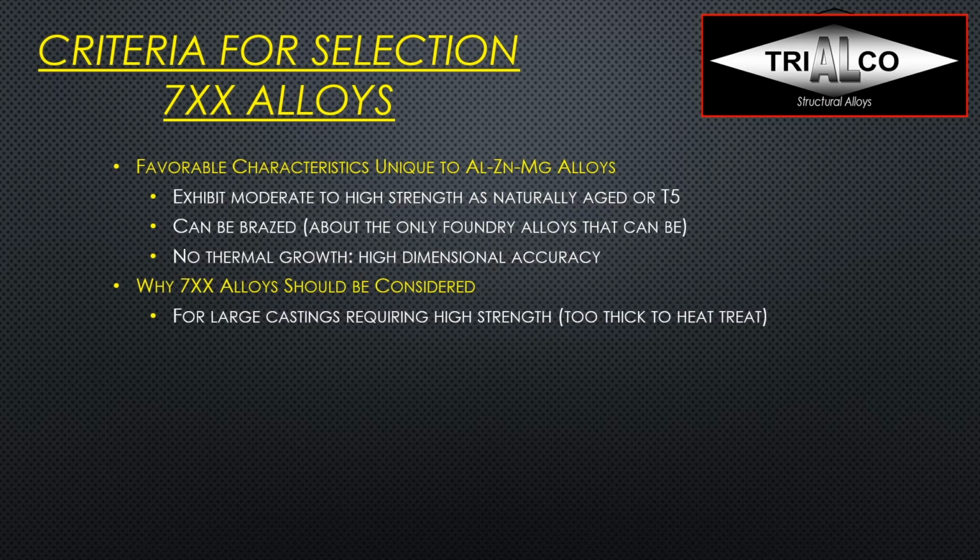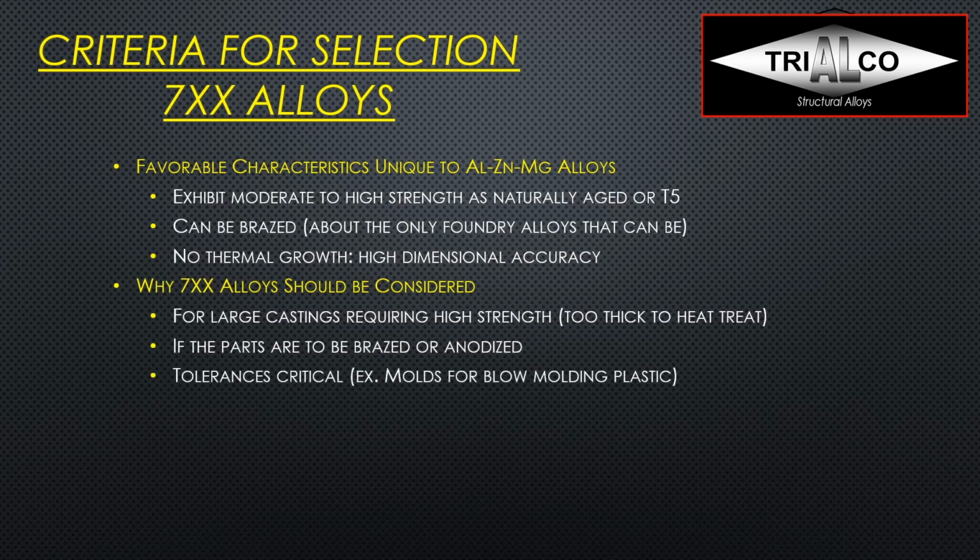So they are naturally aged. They do not need to be heat treated, although you can heat treat them to get an interesting property package as well. Again, the parts can be brazed and anodized. That's the other family that is easily possible to anodize, especially if tolerances are critical, for example, molds for blow molding plastic.